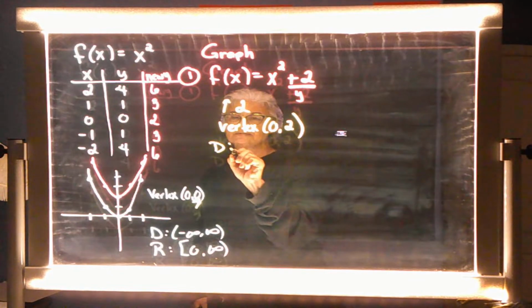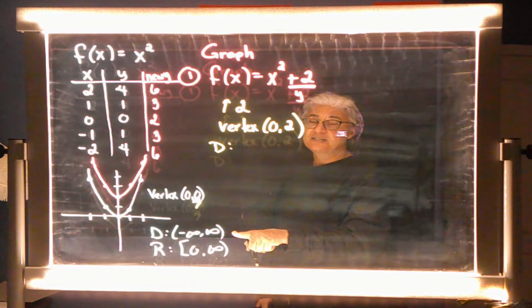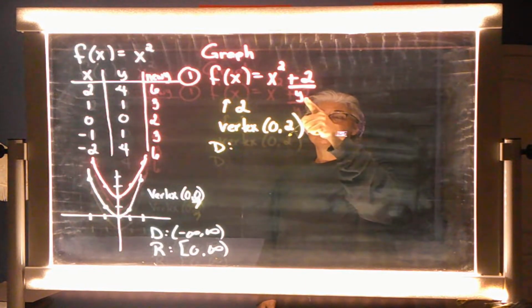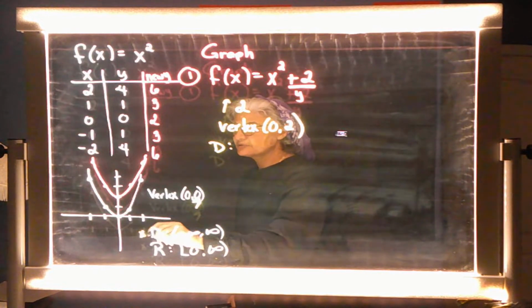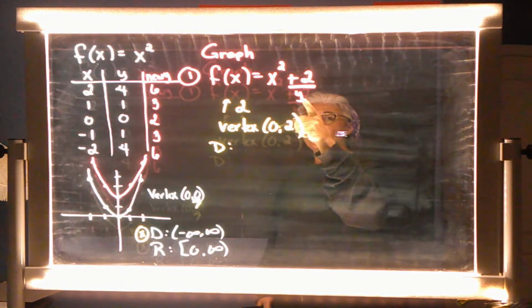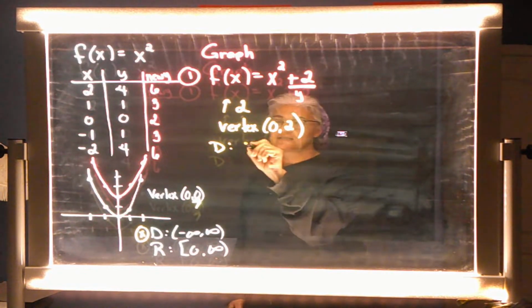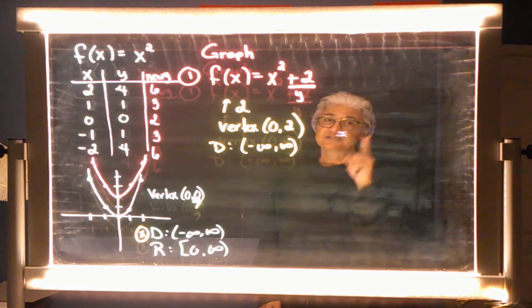Domain. The domain for the parent graph is -infinity to +infinity. Now let me ask you something. If this plus 2 affected the y's, remember, the domain when you're graphing deals with which variable? That's right, it deals with the x's. Since this plus 2 affected your y's, is the domain going to change? Excellent. It will not, because it affected your y's, not your x's.